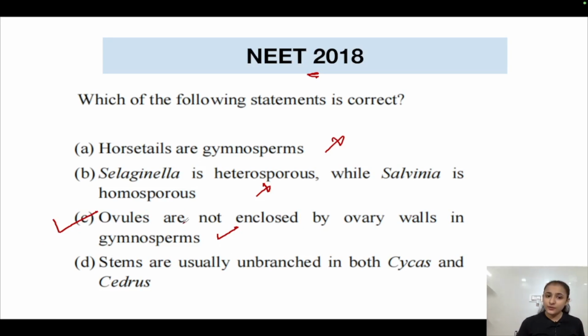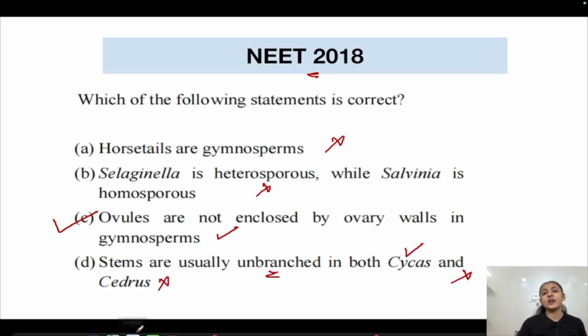लेट अस लुक एट ऑप्शन नंबर 4 एज वेल. Stems are usually unbranched in both Cycas and Cedrus. दिस ऑप्शन इज ऑल्सो इनकरेक्ट. स्टेम अनब्रांच्ड होती है, यस साइकस में होती है पर सेड्रिक्स में ब्रांच्ड होती है.